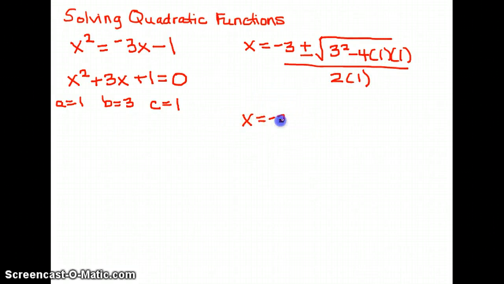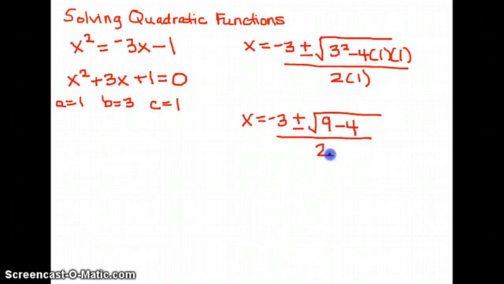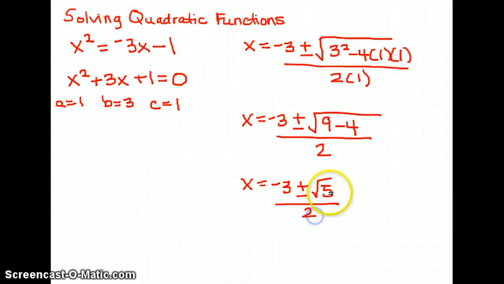As I continue to simplify, again, I could use my calculator, but 3 squared is 9. Minus 4 divided by 2. X equals negative 3 plus or minus the square root of 5 over 2. Now in this case, I can't simplify the square root of 5, so I could leave my answer this way.